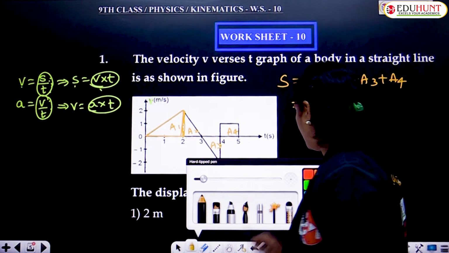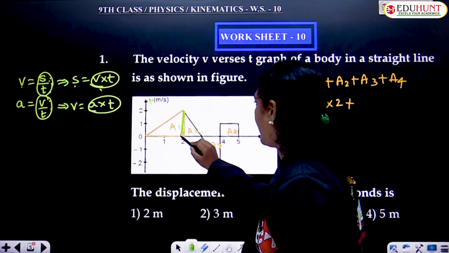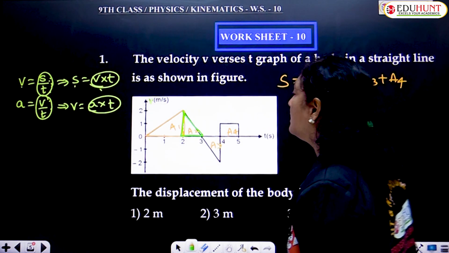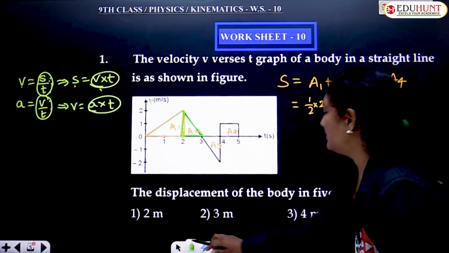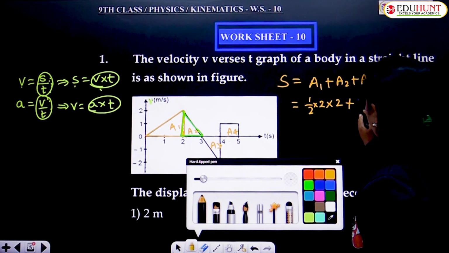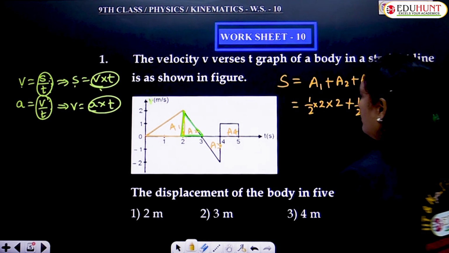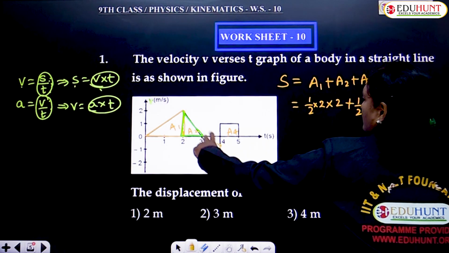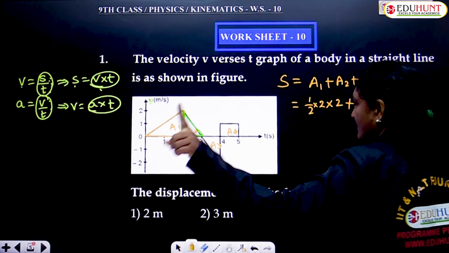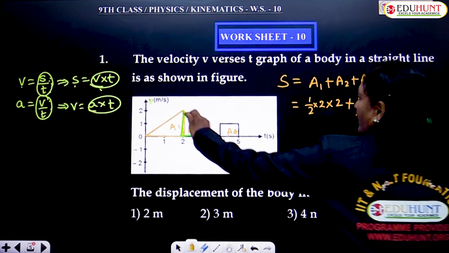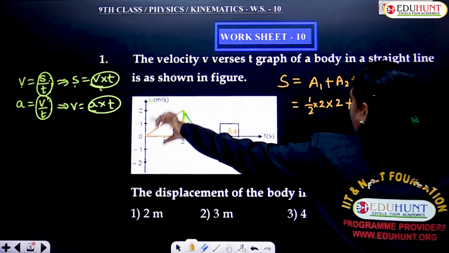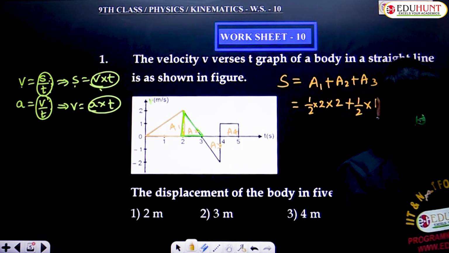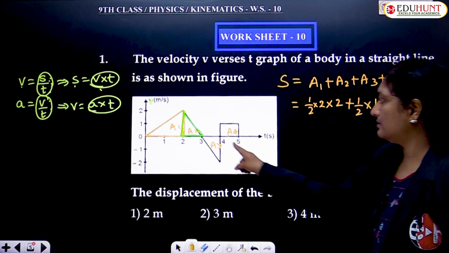Moving to the second area. The second area means this triangular portion. What is the value, children? That is also a triangle, half into the length. What is the length? 3 minus 2. 2 to 3 is 1 second. So half into 1, again the height for the same triangle is the same value, that is 2, plus area 3, this portion.